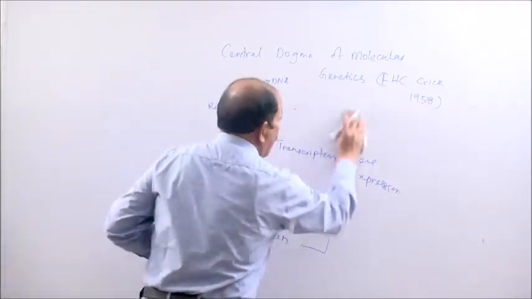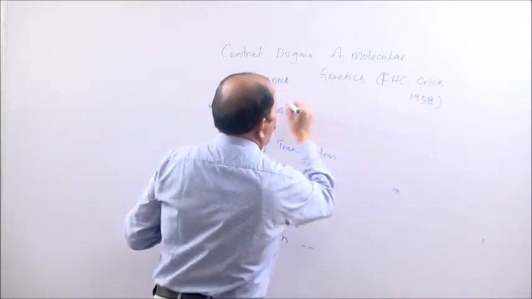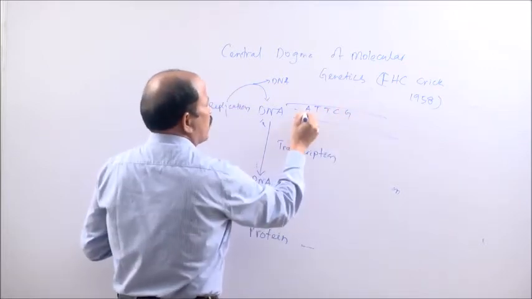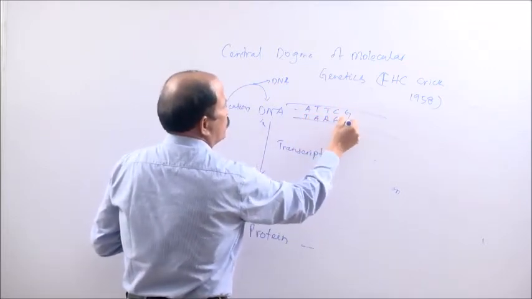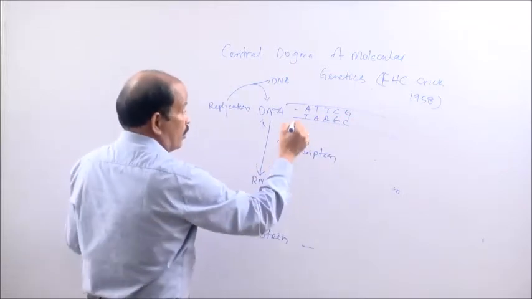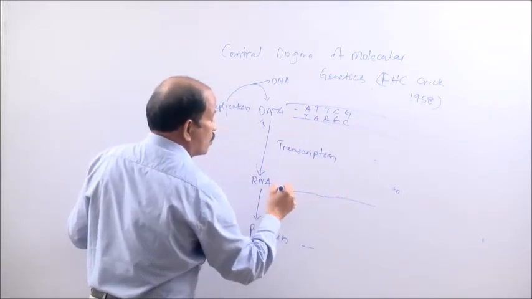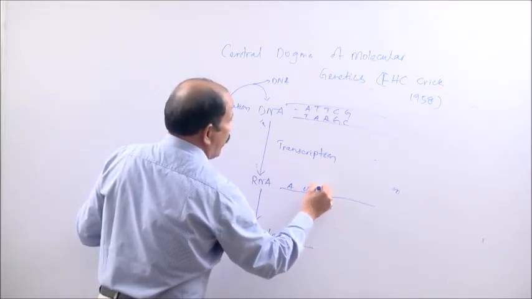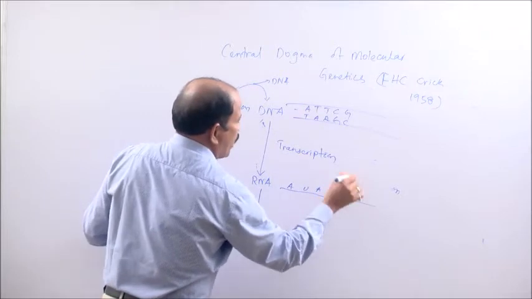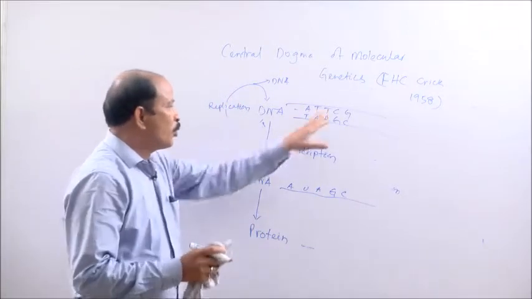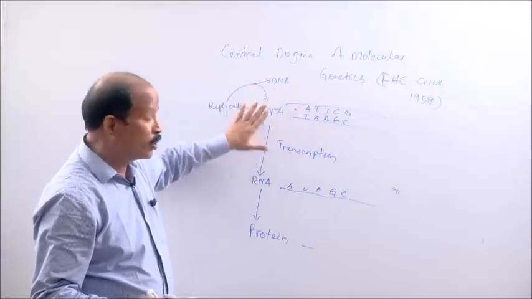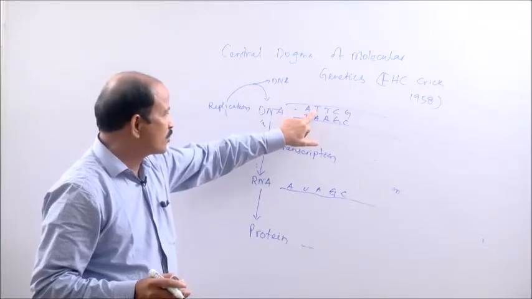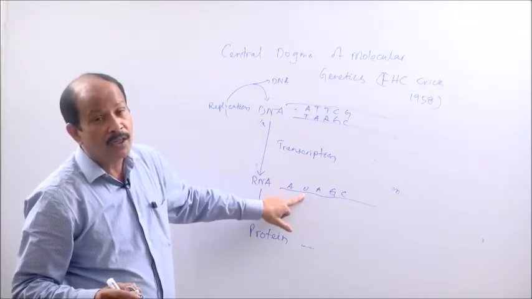DNA is made of 4 kinds of bases, and if you look at it, it is A, T, C, G like this, and similarly this is T, A, G, C. But RNA also consists of 4 kinds of bases: A, U, G, and C like this. So both the nucleic acids are written in the language of bases, but the base T is replaced by uracil in the case of RNA.